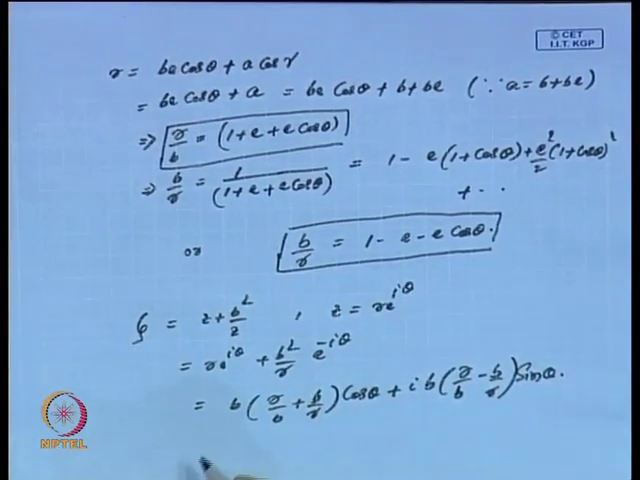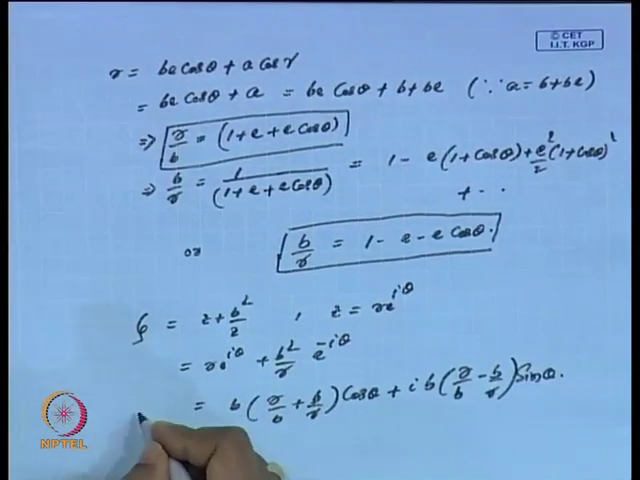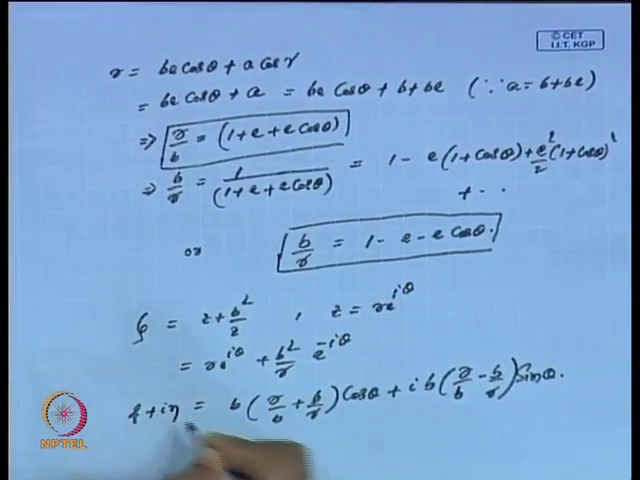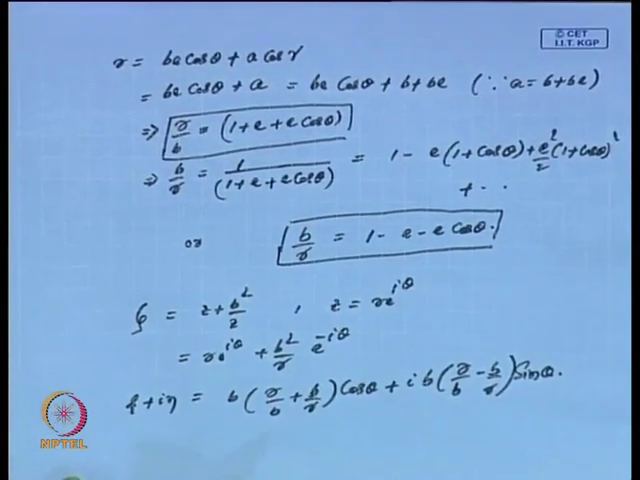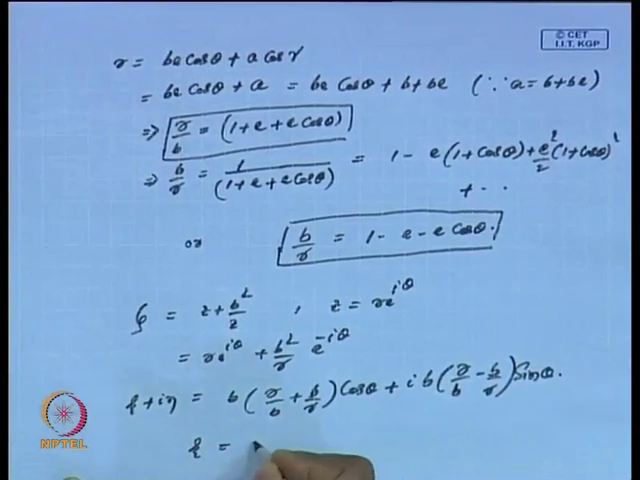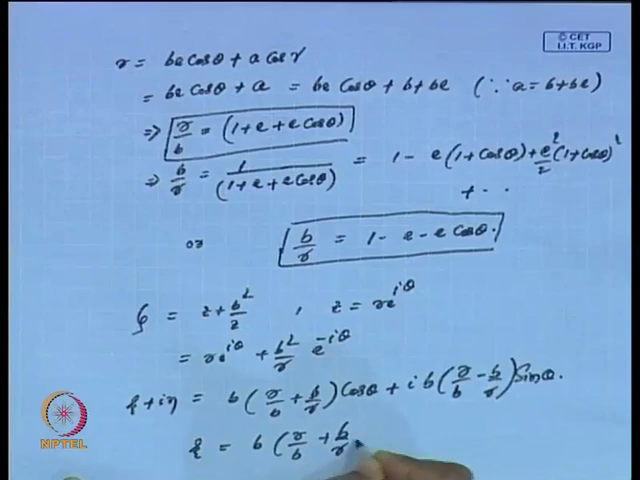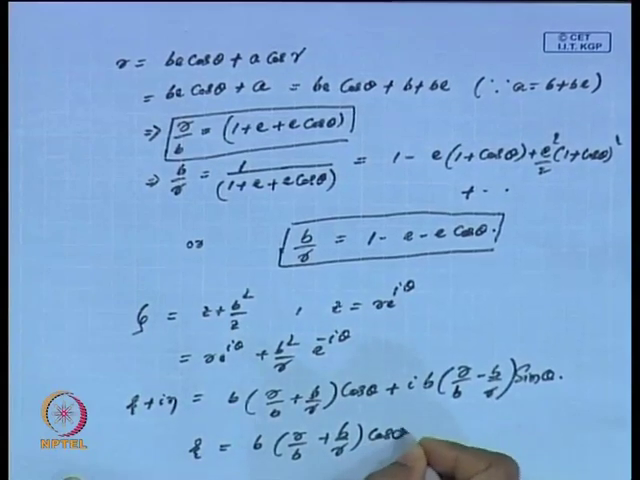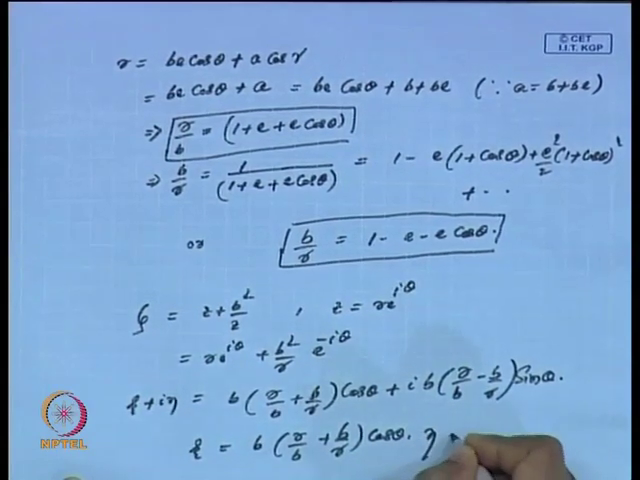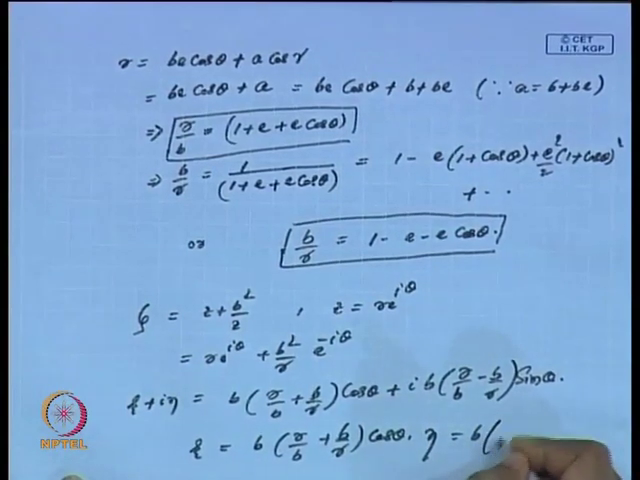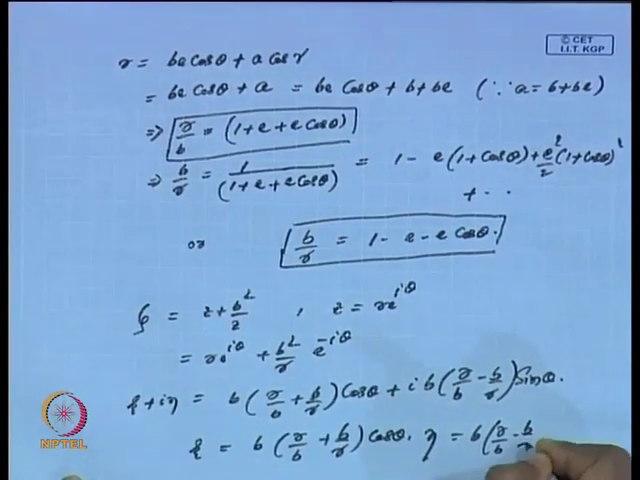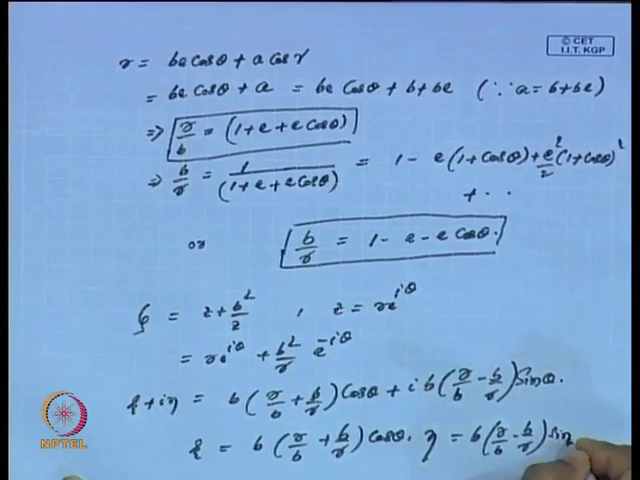and which implies, so zeta is nothing but xi plus i eta, and that gives us xi is b times (r by b plus b by r) cos theta, and eta is b times (r by b minus b by r) into sin theta.